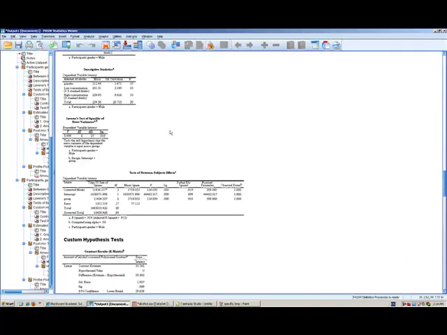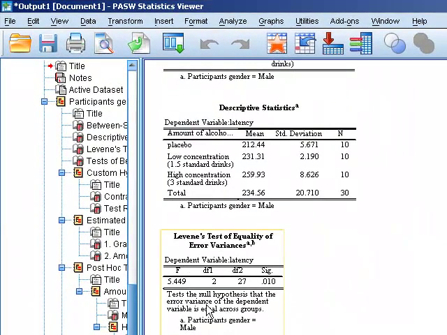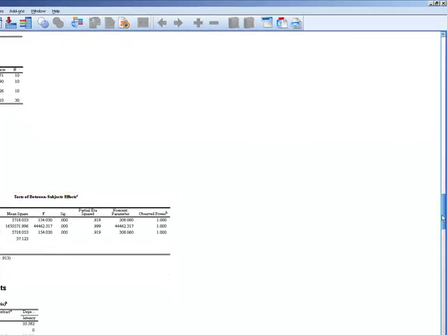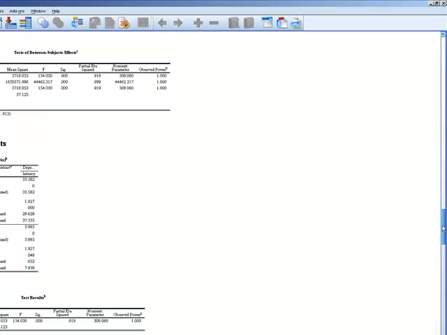Okay, we can see here that we have the means and standard deviations for each group. We can see that there is a variation in the variance between each of these groups. The low concentration group has the smallest standard deviation of all three groups, so we need to treat our main results with a little bit of caution.